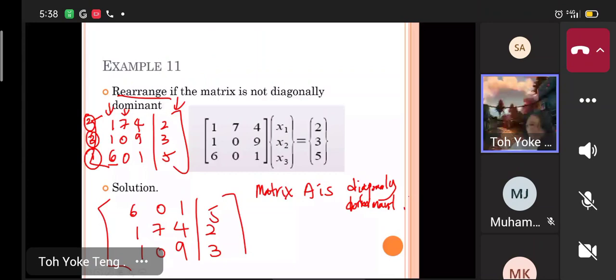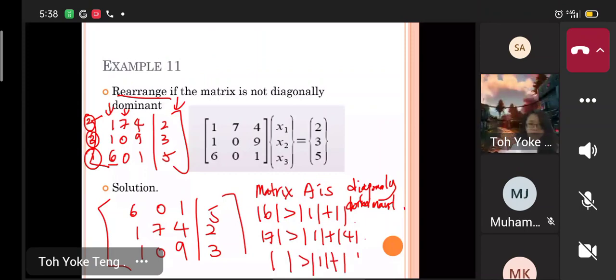And then again, you have to prove it. So 6 that is greater than 1 plus 0. And then 7 that is greater than 1 plus 4. 9 that is greater than 1 plus 0. So from this one, 6 greater than 2, yes. 7 greater than 5, yes. 9 greater than 1, yes. Just a simple thing.